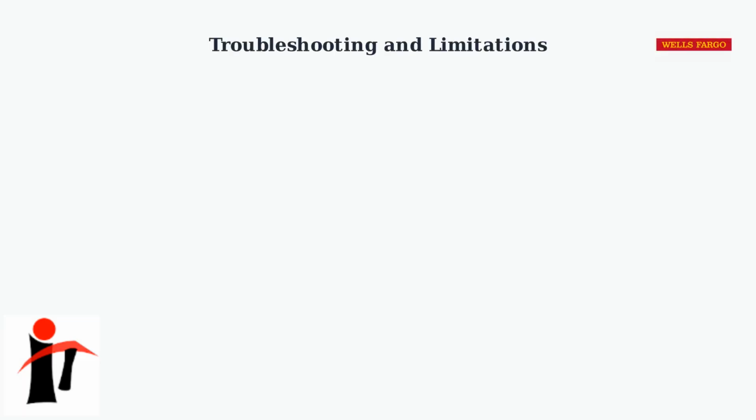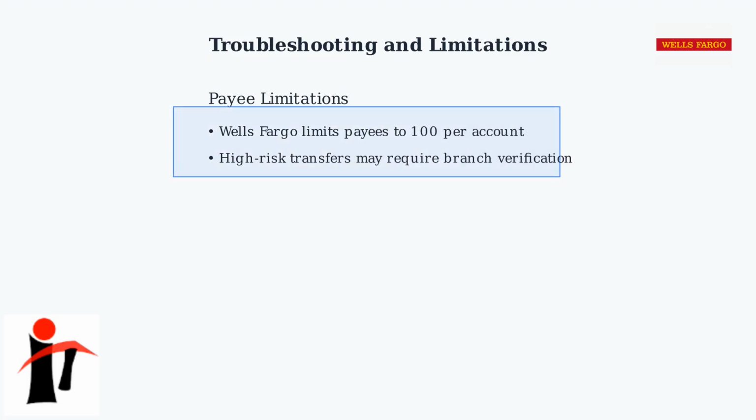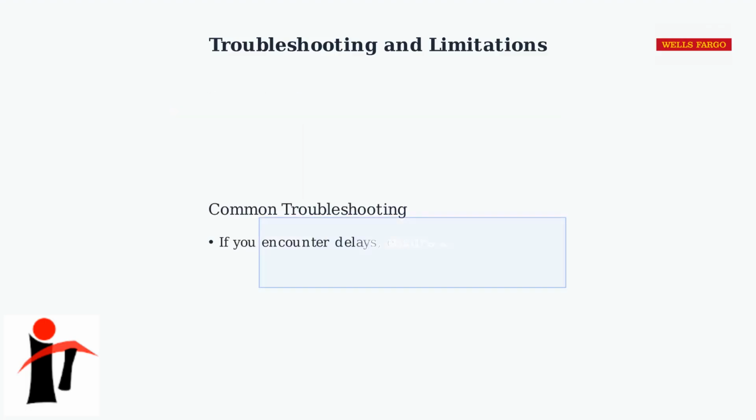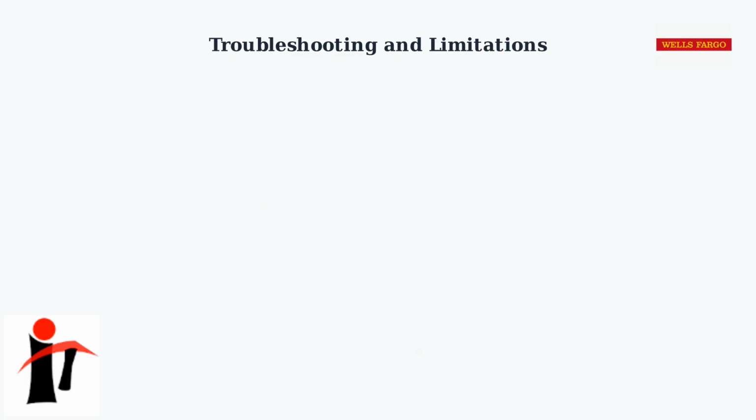When adding wire transfer payees with Wells Fargo, there are some important limitations and potential troubleshooting steps to keep in mind. Wells Fargo limits each account to a maximum of 100 payees. Additionally, high-risk transfers may require verification at a branch before they can be processed. If you experience delays when adding a payee, first ensure that all the recipient information you've entered is accurate and complete. Also, verify that you've properly completed the 2-factor authentication process, which is now mandatory for all payee additions. If these steps don't resolve the issue, contact Wells Fargo customer support right away for assistance.